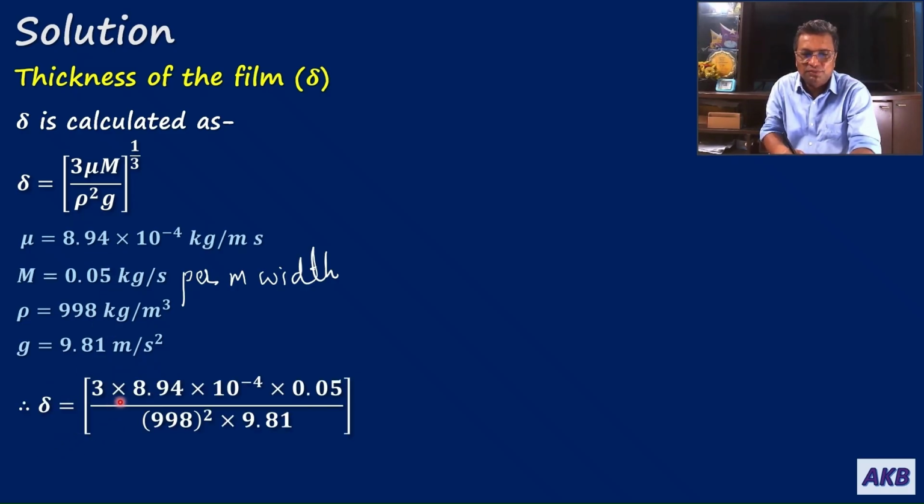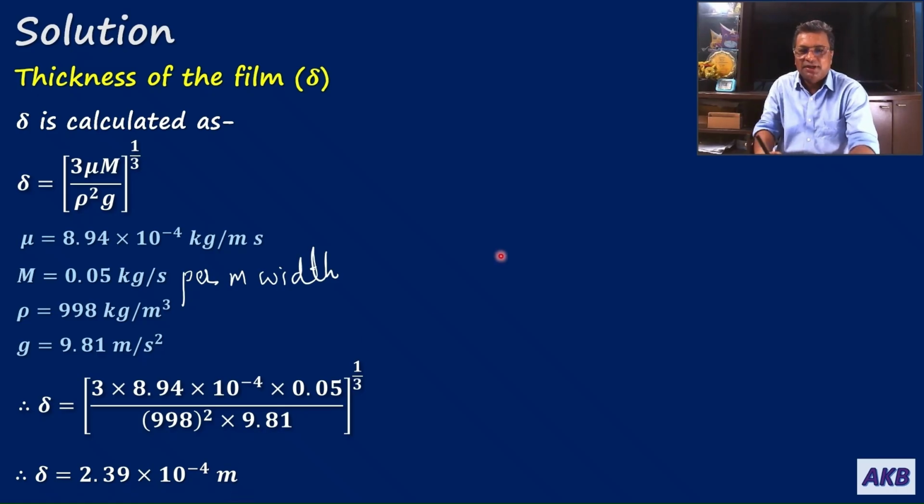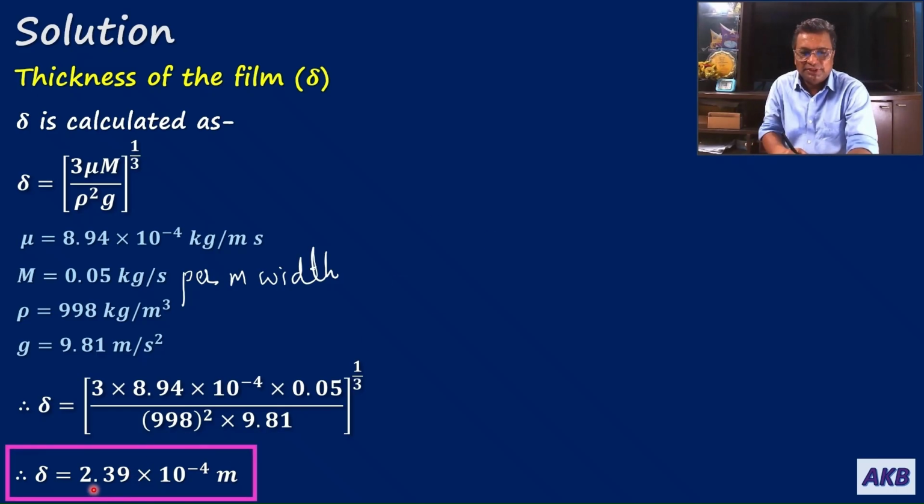So delta will be equal to (3 into 8.94 into 10 to the power minus 4 into 0.05 divided by 998 square into 9.81) raised to 1 by 3. And if you solve it, you are going to get delta as 2.39 into 10 to the power minus 4 meter. So in this way, we get the thickness of the film. Thickness of the film is 2.39 into 10 to the power minus 4 meter.